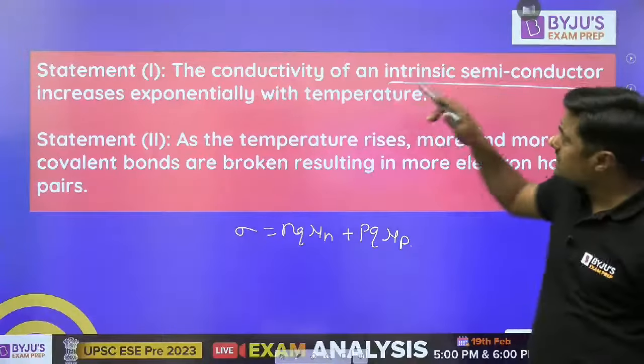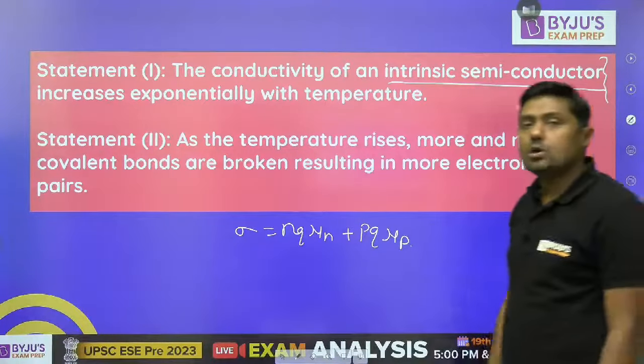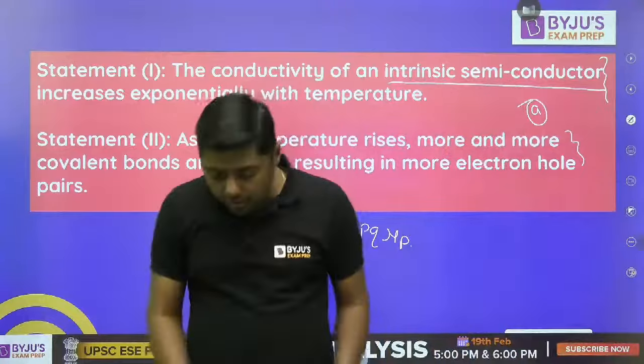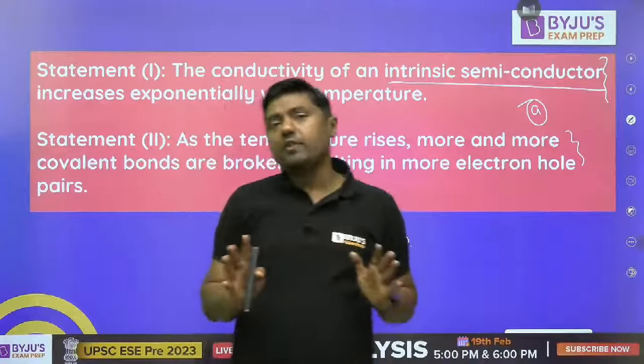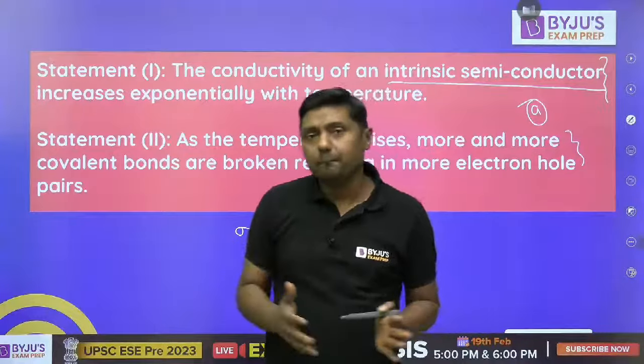So as soon as you read the statement, think about the reason. Why? Because new hole electron pairs are generated. So the same statement is given here. Now both the statements are correct, and the second one is the correct explanation of the first one. So what is the option? A option. So already I have discussed 4 different types of questions. It may be A, it may be B, it may be C, or it may be D.